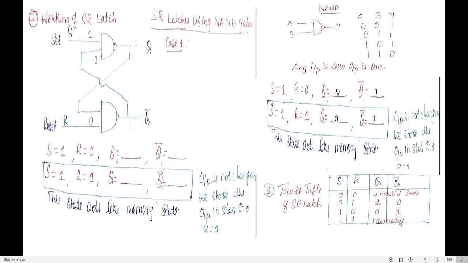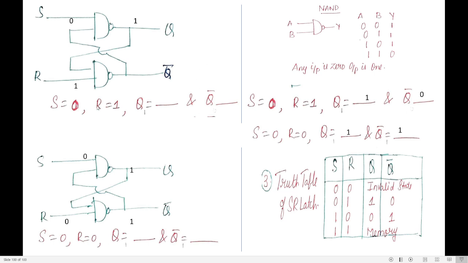So I write S and R is 1, Q is 0, Q bar is 1. 0 and 1, which is same as the previous state. So this state acts like what? Memory of previous state. Now let us see the next state. What is my next state? S is 0 and R is 1.